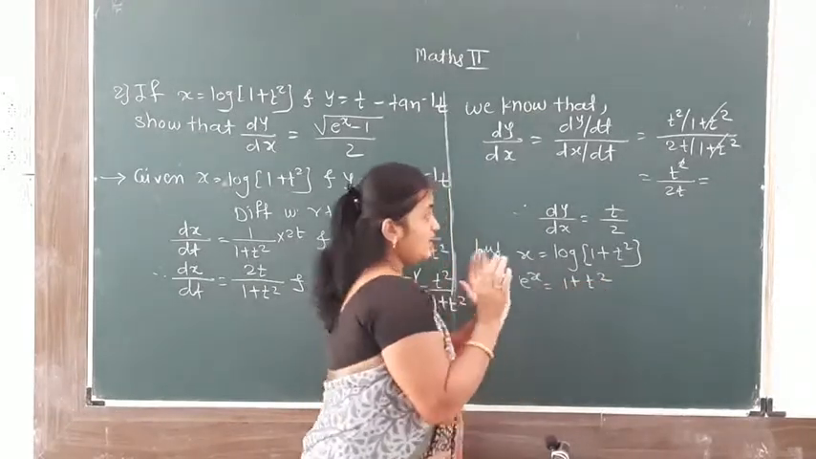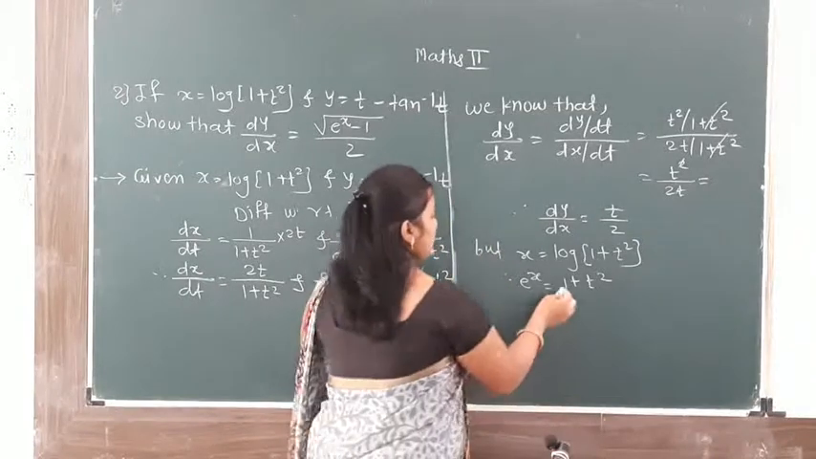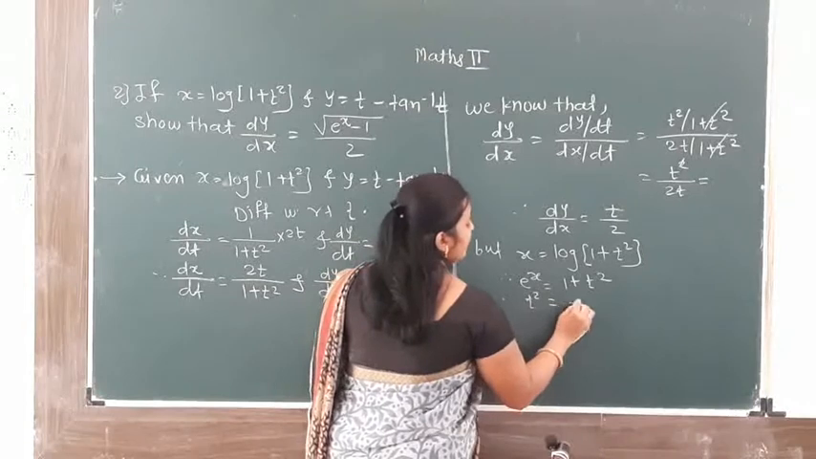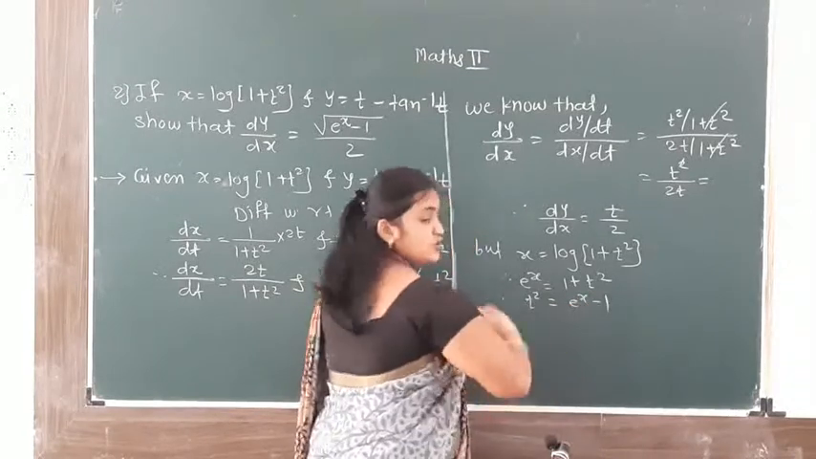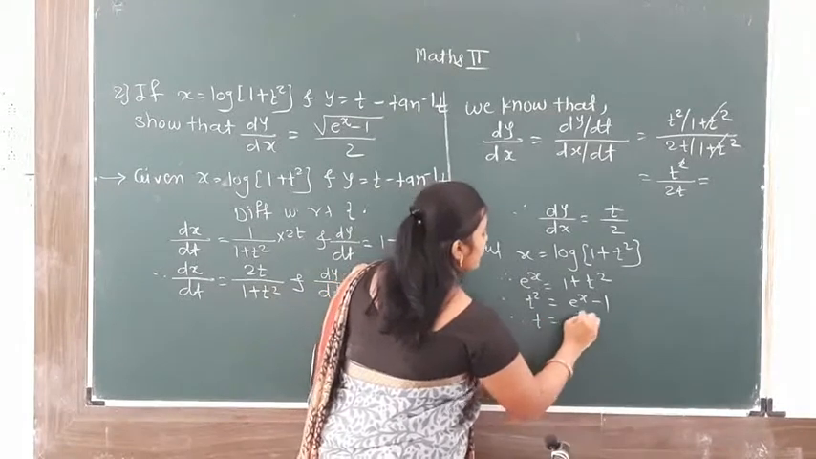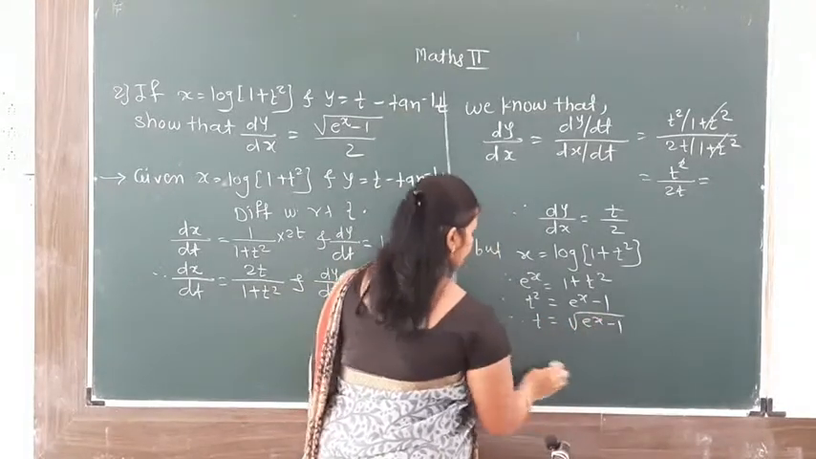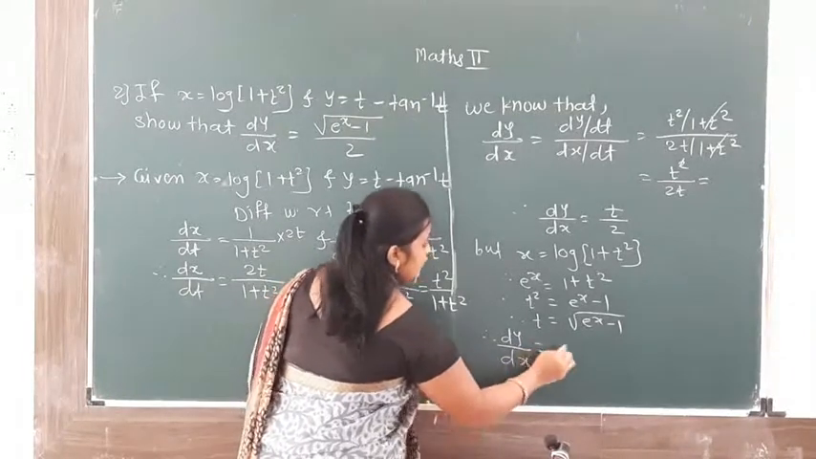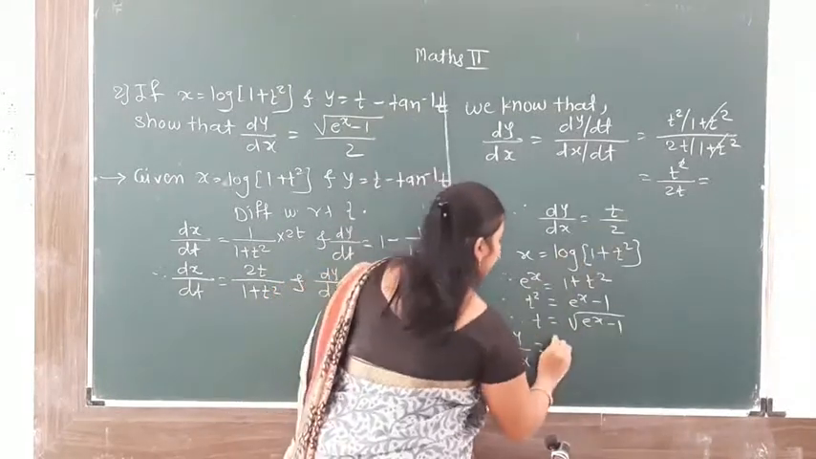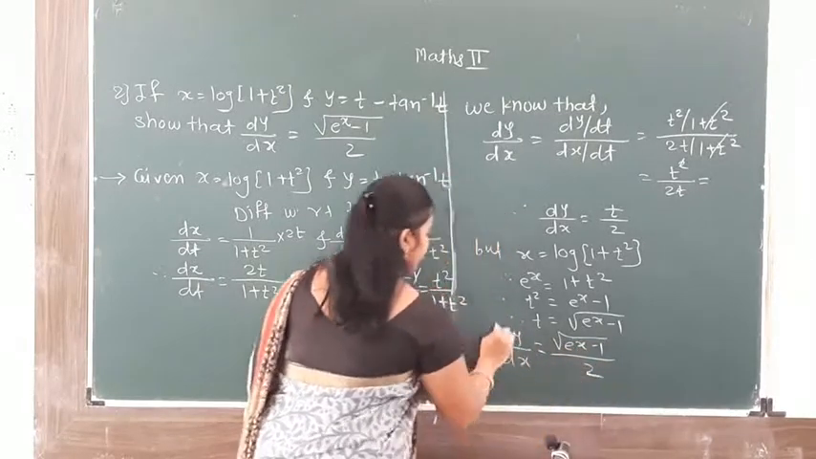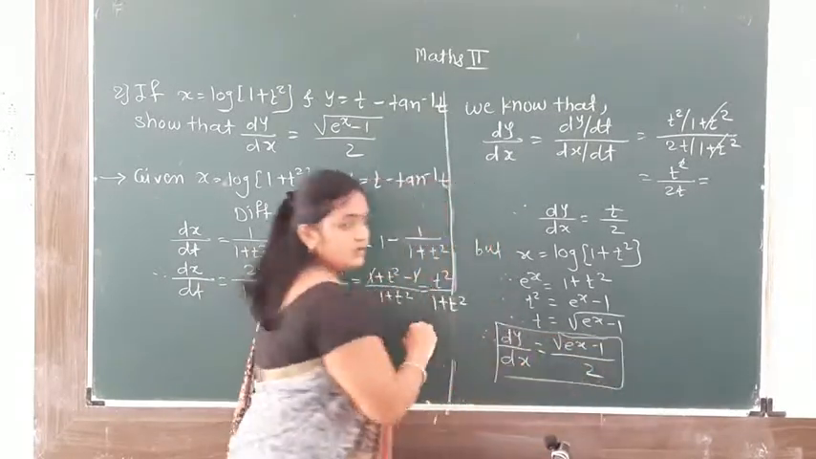Now I want the value of t. So this 1 goes to that side, and t square is equal to e raised to x minus 1. Taking the square root of both sides, t is equal to square root of e raised to x minus 1. So we get the final answer: dy by dx is equal to t replaced by square root of e raised to x minus 1, divided by 2. Hence proved.